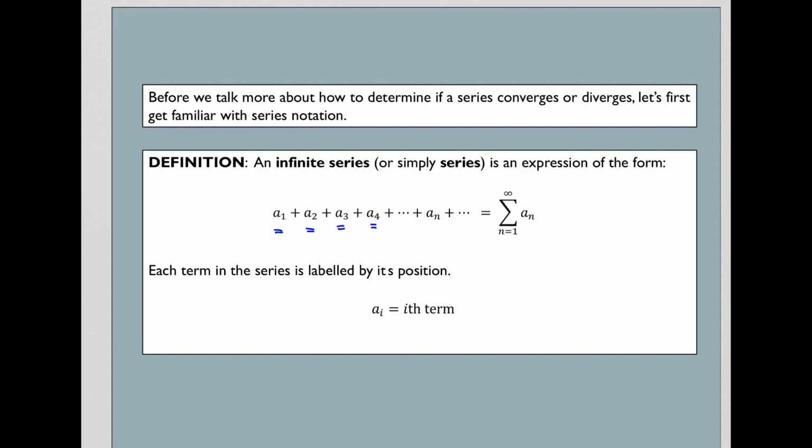Each term in the series is labeled by its position. So, for example, a sub 4 is said to be the fourth term in my series. In general, a sub i is the ith term. Remember, a series goes hand in hand with the sigma notation. Sigma notation means an infinite summation, in this case, where n goes from 1 to infinity of a sub n.